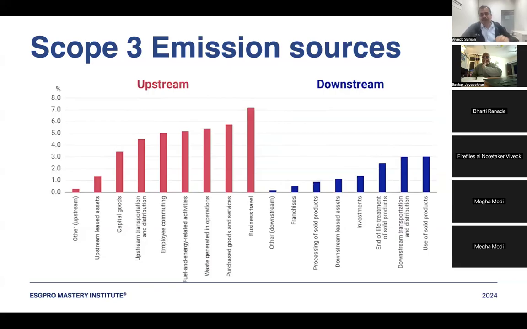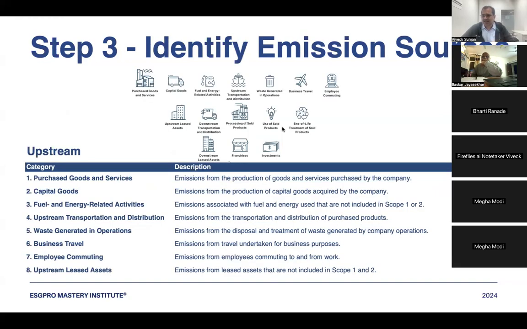For example, business travel, most of them are reporting, first of all, it is having 8% of the total scope 3 emission, right? Jet fuels, etc. is a major reason. Trucks are a major reason here. And the lowest in upstream is anything other than what is listed here, like leased asset. Leased asset is lowest in upstream and franchisee is lowest in downstream. Okay, that's what this particular graph explains.